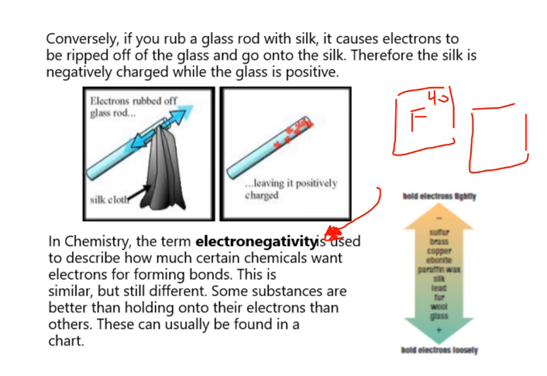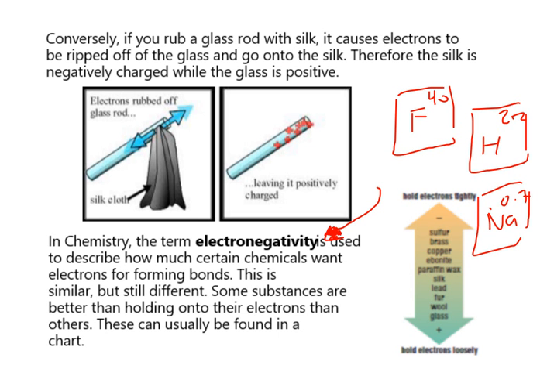Whereas hydrogen, I believe, is a 2.2. It kind of wants electrons, but less so, right? And I believe sodium is like a 0.7 or something like that. It really doesn't want electrons at all. Right? It's a similar concept to this. There are certain things that want electrons and certain things that don't.